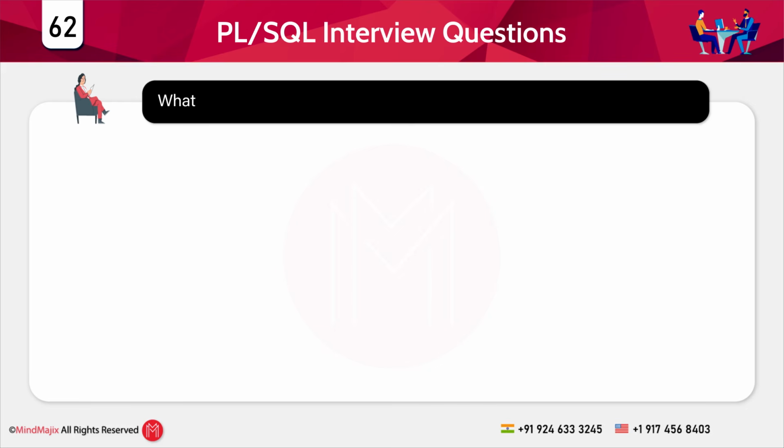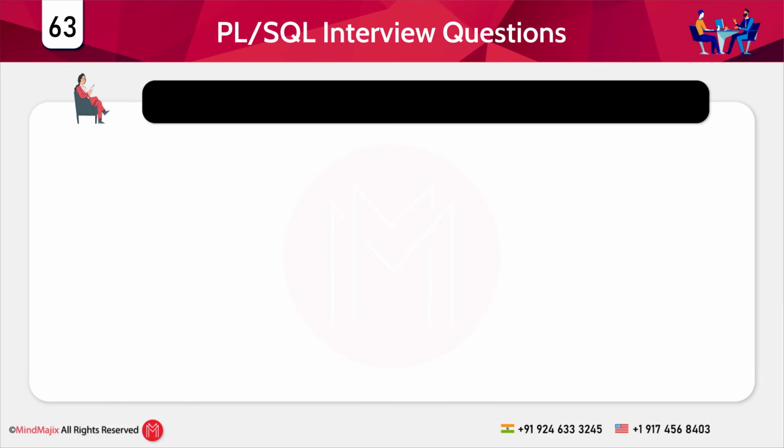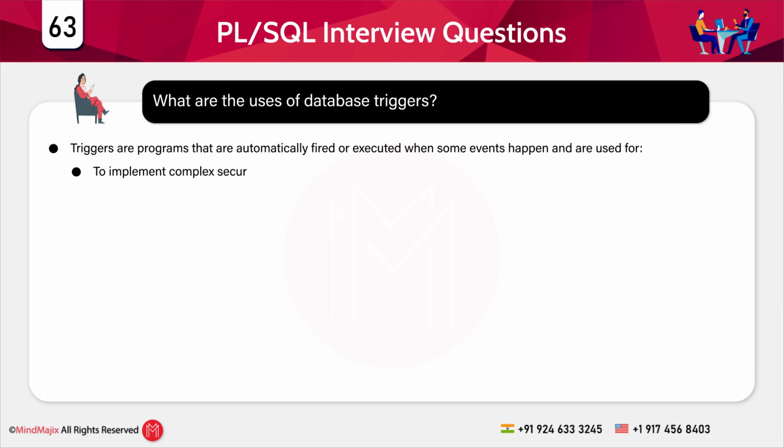The next question is, what is a trigger? So a trigger is basically a program in PL/SQL that is stored in the database, and it gets executed instantly before or after the update, insert, and delete commands. And now the next question, which is an extension to the previous question. What are the uses of database triggers? Triggers are programs that are automatically fired or executed when some events happen, and they are basically used to implement complex security authorizations, to derive column values, to maintain duplicate tables, to implement complex business rules, and to bring transparency in log events.